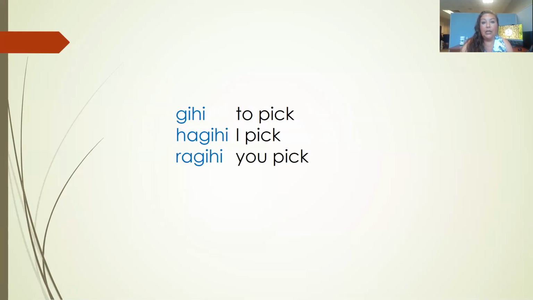berries. All right, so the verb is gihi, to pick, and gihi means he or she picks. Hagihi, I pick. Dagihi, you pick. So all we're doing, we're adding ha in front of the verb or ra in front of the verb to make it to each person.